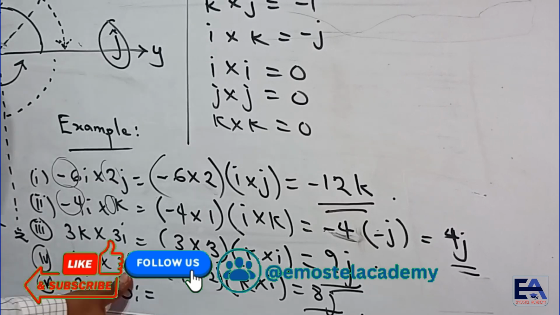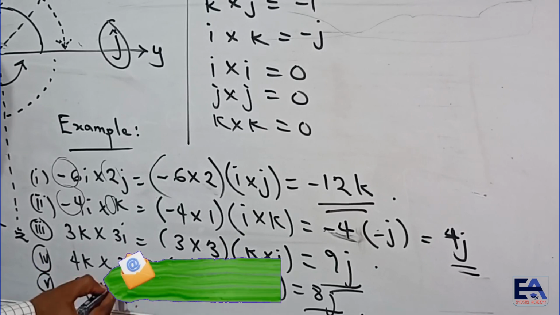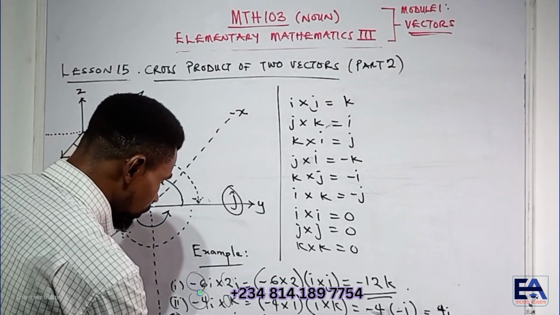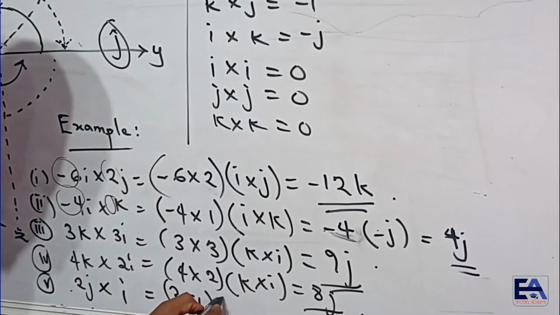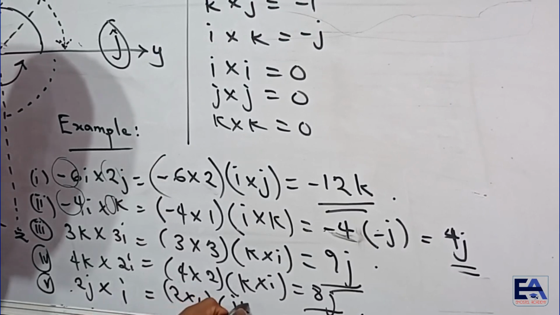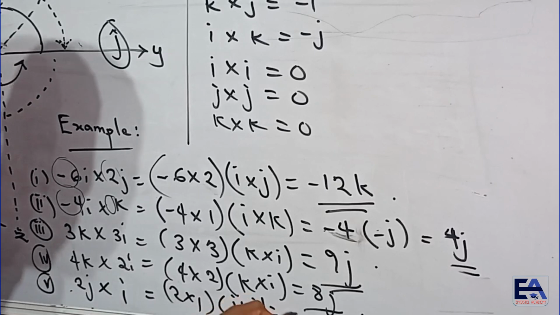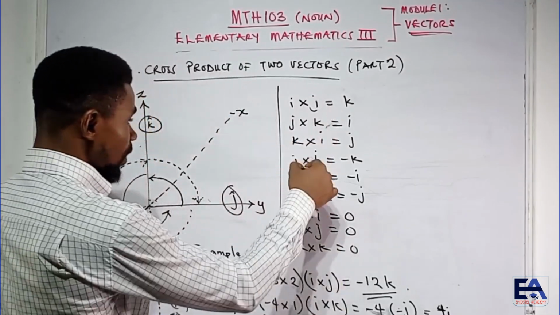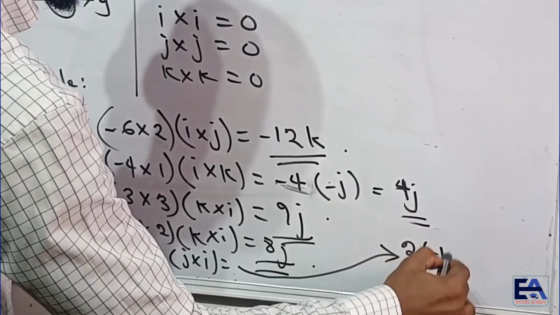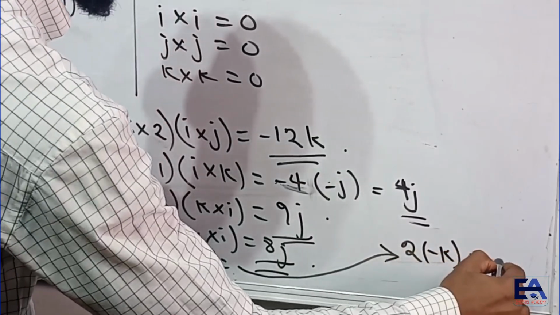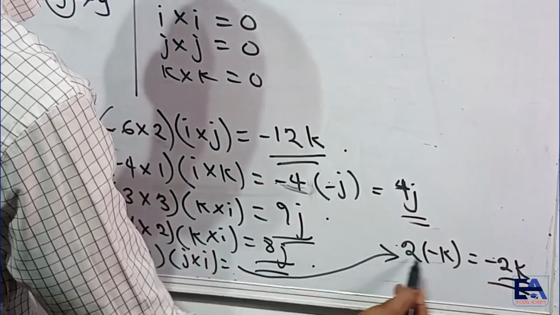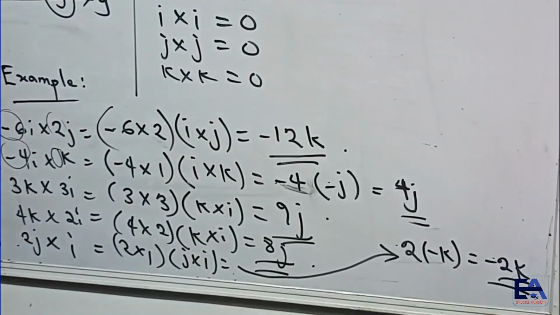Okay, but let's say we change it to something like 2j cross I. Let's just leave it this way, 2j cross I. So 2j cross I will be 2 times 1, then j cross I. 2 times 1 is 2. Then j cross I from the table is minus k. So at the end of the day, we have minus 2k, because positive 2 times minus k is minus 2k.